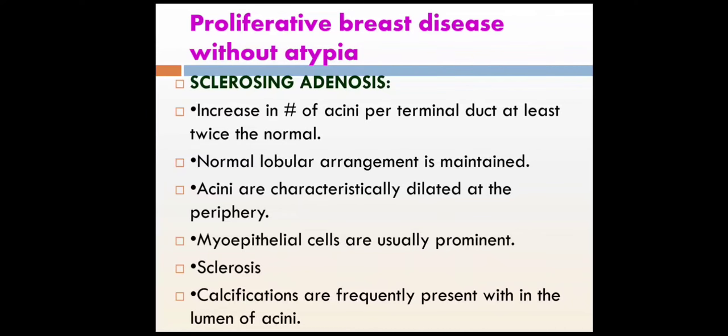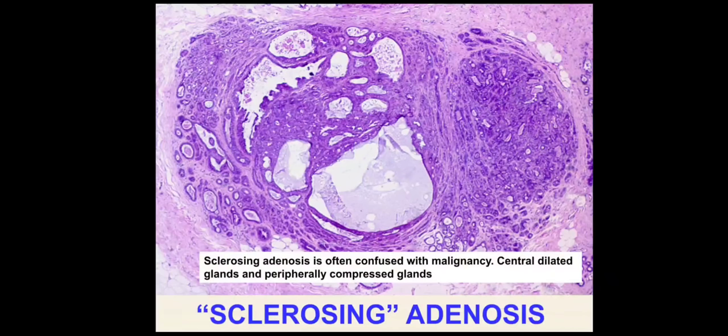Acini are characterized by dilatation at the periphery of the lobule, and here also myoepithelial cells will be present. Sclerosing, that is scarring or fibrous tissue formation, will be there. Calcifications are present within the lumen of the acini. What you're seeing here is a dilated duct. Usually the duct is a terminal duct, and for each duct there will be a number of acini. So what you're seeing here is adenosis, that is, an increase in the number of acini for each duct.